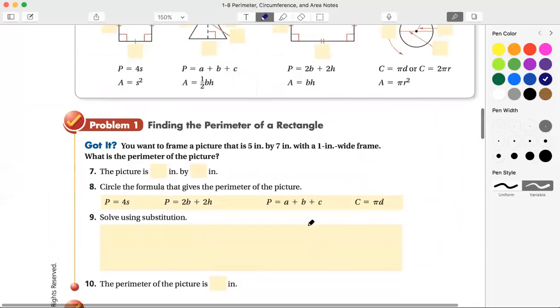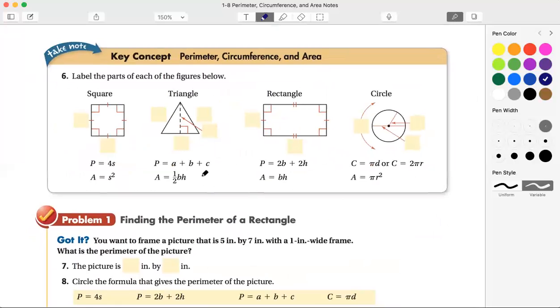Next problem. All right, so label the parts of each shape below. So here's a square. In a square, we call each of these sides and we label them S. So therefore, the perimeter of a square is 4S and the area is S squared. So you might use these formulas to find the area and the perimeter of a square.